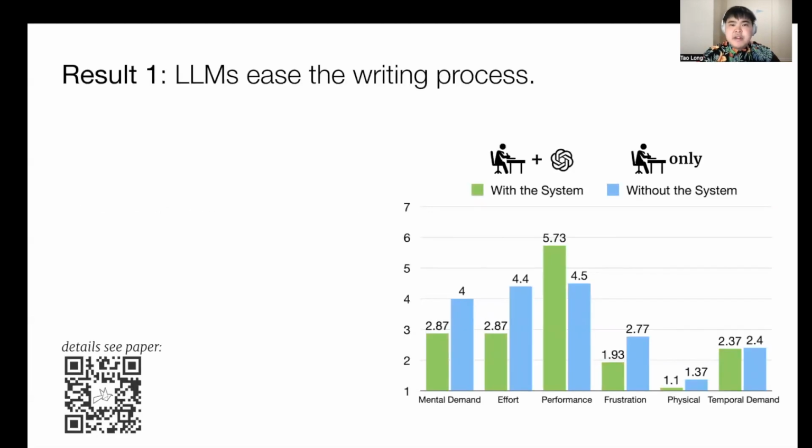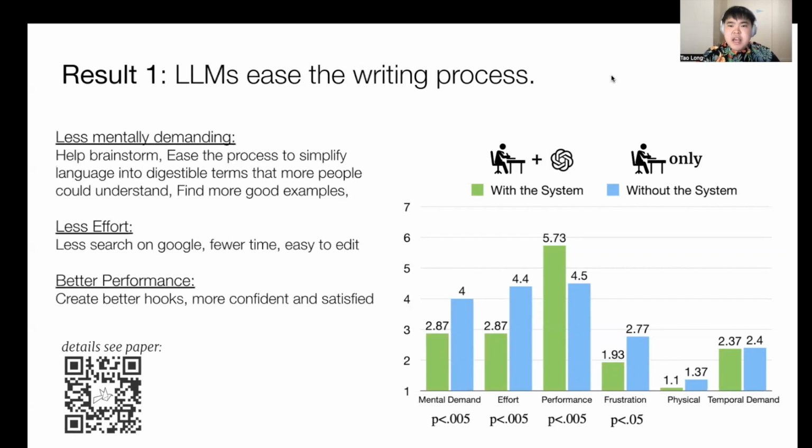For the first result, we found that LLMs largely ease the hook writing process, which is traditionally considered as complicated and mentally demanding. As you can see from the graphs on the right, the bars in green show the with system condition, whilst the blue bars show the without system condition. From this, we can see that in the with system condition, users usually experience much less mental demand and efforts. At the same time, using the system can help the users perform better and have less frustrations. After doing the statistical analysis, we found that all these four categories are statistically significant.